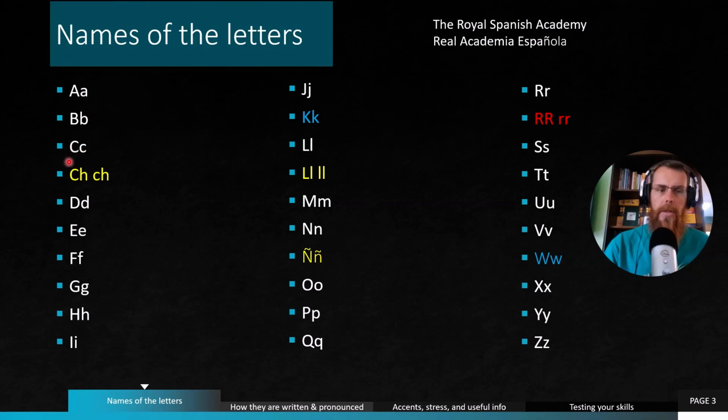C in Spanish is se. CH, which doesn't exist in English, in Spanish is che. And I believe in the first one I said that CH and double L were taken out of Spanish. They're still considered their own separate letters, but they were just taken out of the dictionary to avoid confusion for foreigners who are trying to learn Spanish. Alright, so D in Spanish is de.